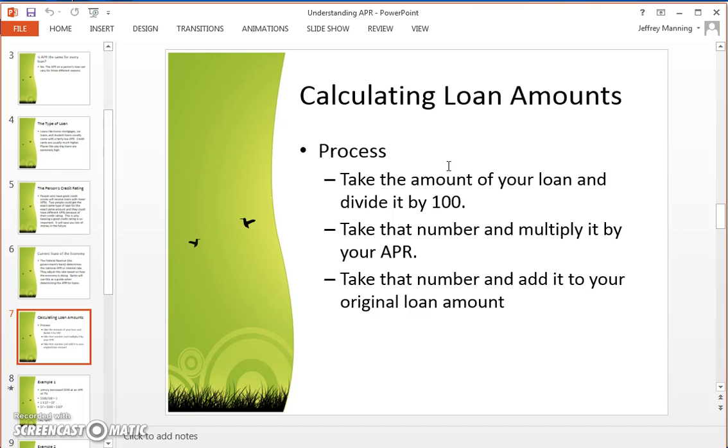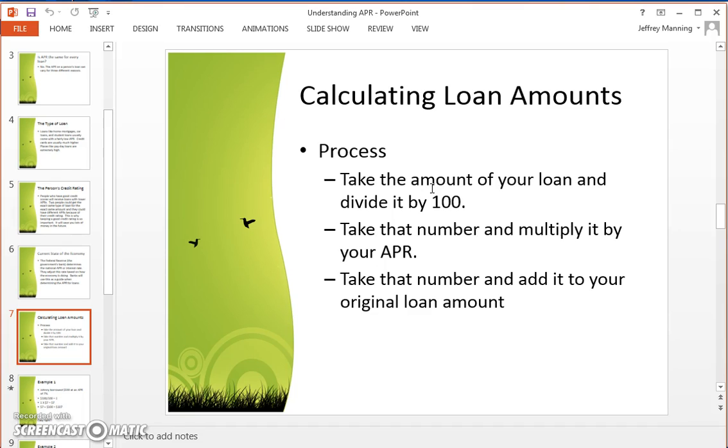Okay, now we're going to do a little bit of math. So we're going to talk about how to calculate a loan payment using this APR. So here's the process. You take the total amount of the loan and you divide it by 100. Okay, and then you take that number and you multiply it by your APR percentage. And then finally, you take that number and you add it to your original loan amount.